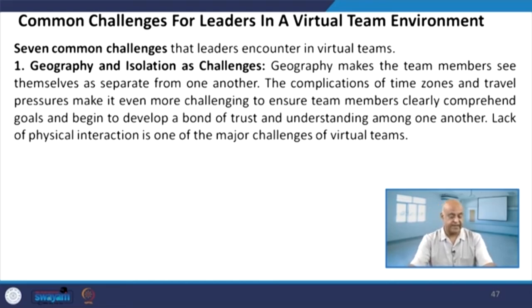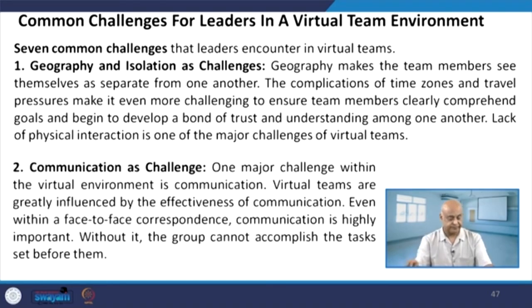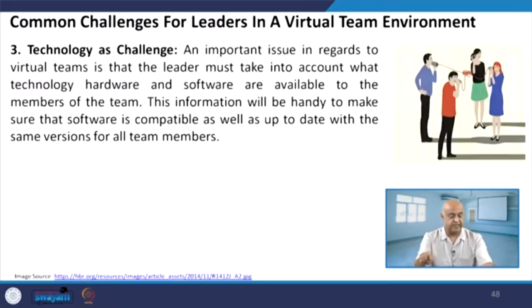Lack of physical interaction is one of the major challenges of virtual teams. Communication is another challenge within the virtual environment. Virtual teams are greatly influenced by the effectiveness of communication. Even within face-to-face correspondence, communication is highly important. Without it, the group cannot accomplish the tasks set before them. So communication is another challenge.